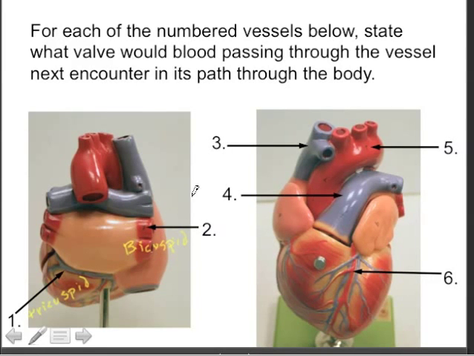Okay, next question. Question number 3. What vessel is this? Well, this is the superior vena cava. Superior vena cava drains into the right atrium, so the next valve we're going to see is the bicuspid.